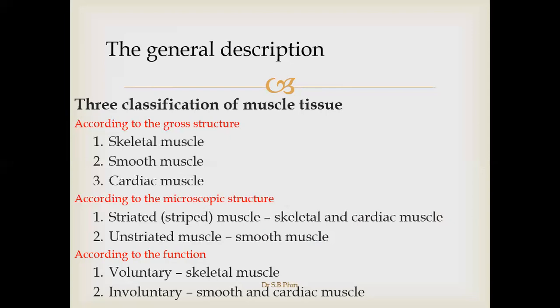And on top of that, certain organs have their own intrinsic nervous supply, like the GIT, it has got its own nervous supply. So you have the submucosal plexus, the myenteric plexus that can also stimulate the muscles of the GIT. Those are basically smooth muscle cells. So these are different types of muscles and how you can classify them based on gross structure, microscopic structure, or the function of the muscle.